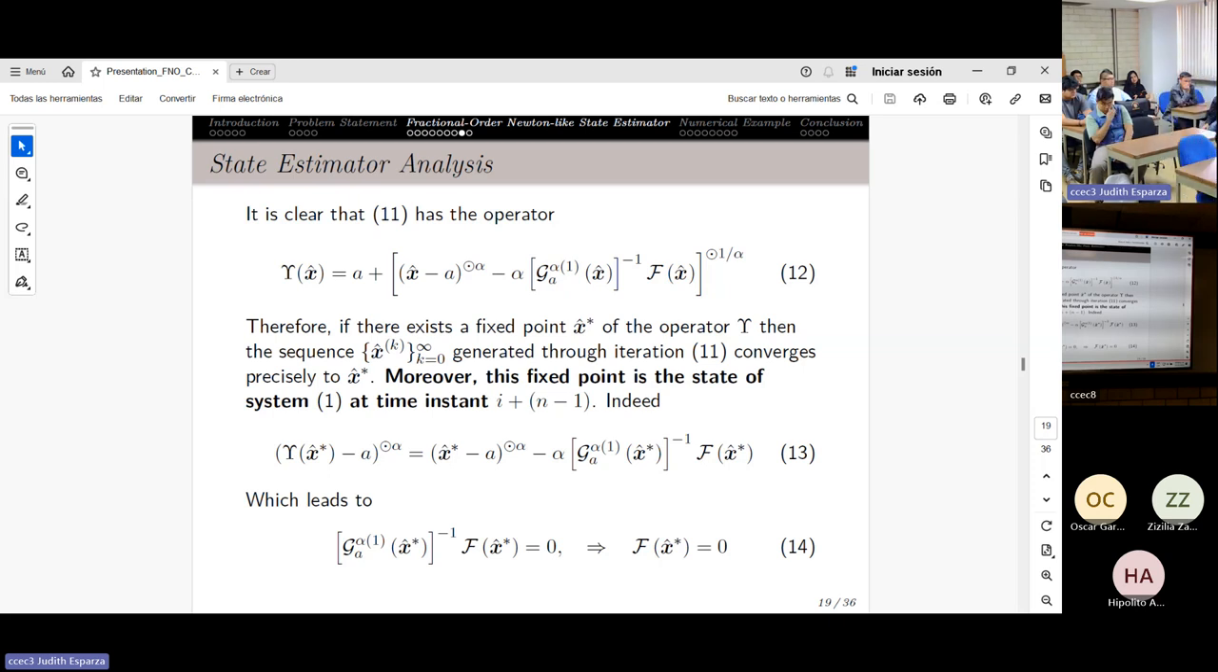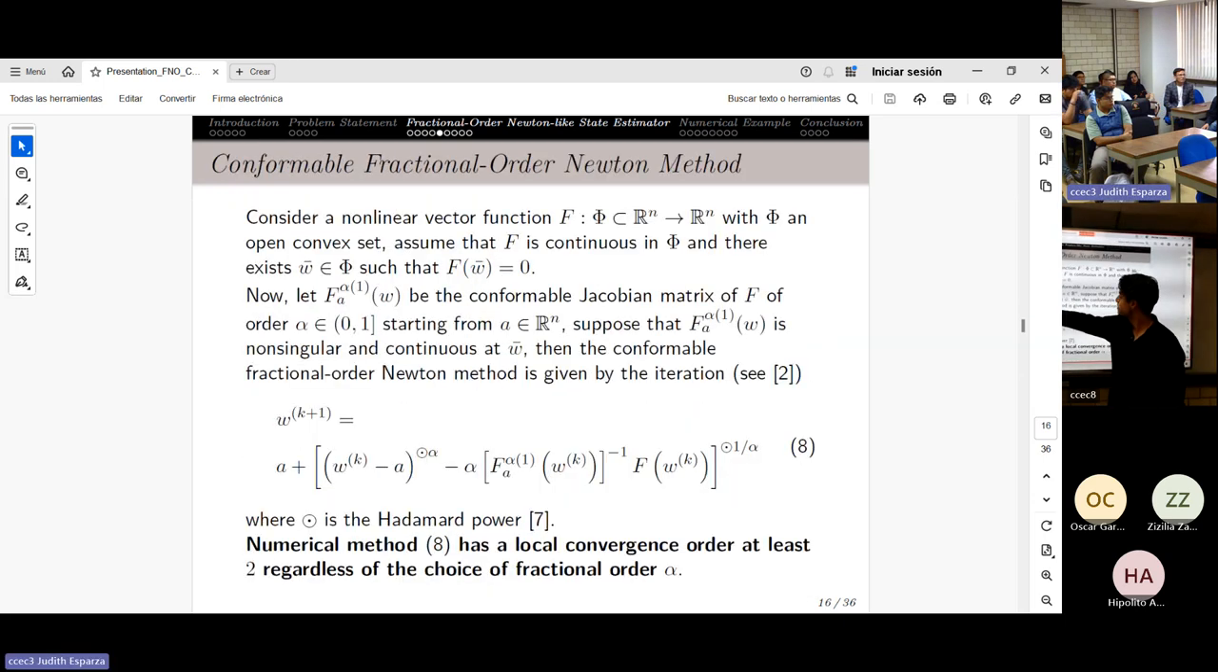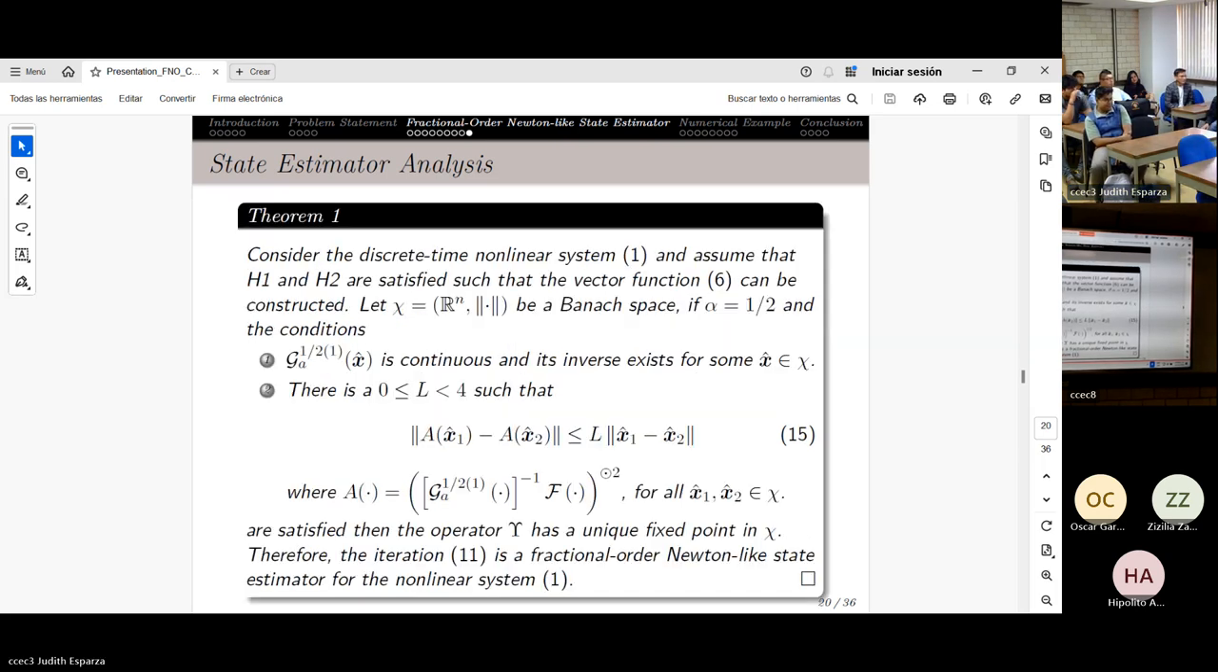Indeed, if we take this fixed point and put it in the operator, we can see that they are equal, and what we obtain is zero. But this Jacobian matrix, by hypothesis, is not singular at the fixed point. So we have obtained the roots of the system, the states of the system. We have the following theorem. The proof is not really easy, but you can see it sketched in the paper.